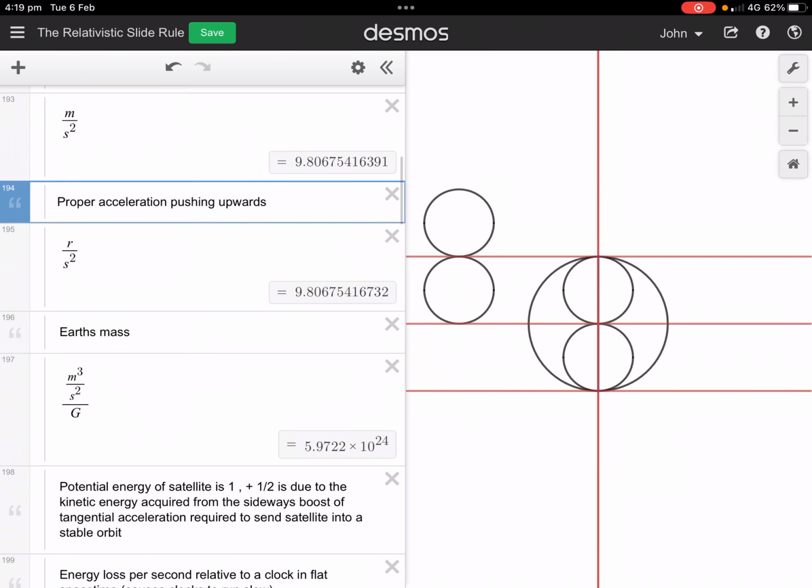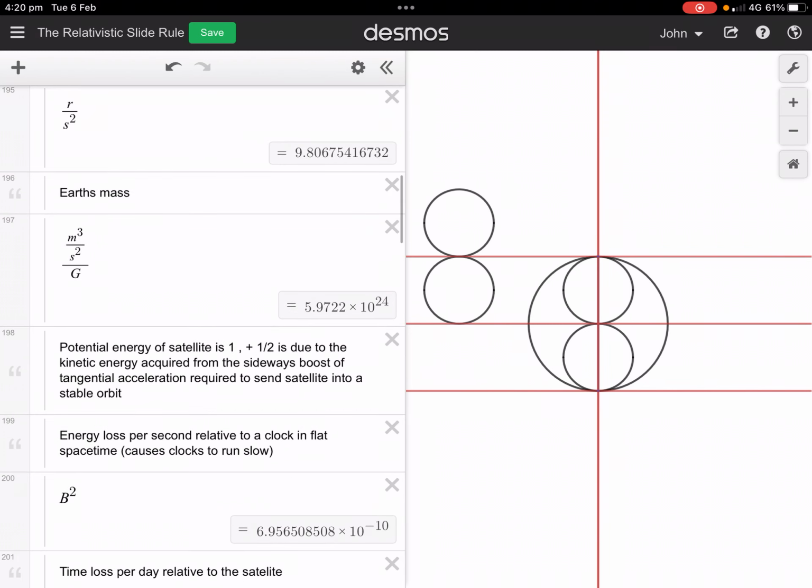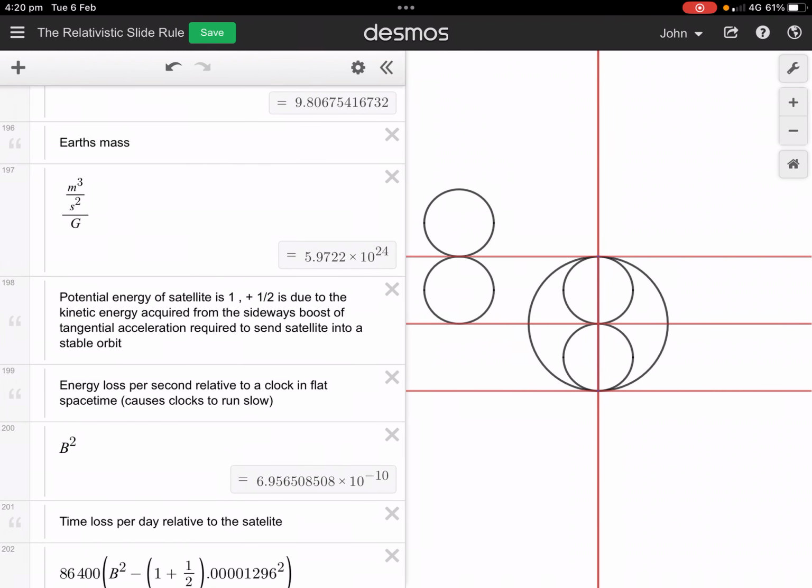And just to compare it with the proper acceleration pushing upwards on us, it's basically the same value. You can see there, slightly more proper acceleration. Anyway, here's the Earth's mass. I have to divide out g because L cubed over T squared is actually gm, not just m. And that's 5.9 times 10 to the 24 kilograms.